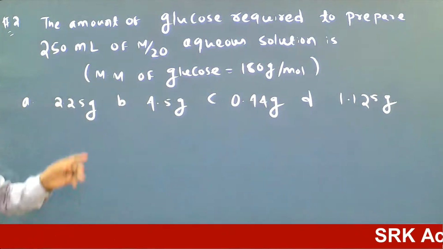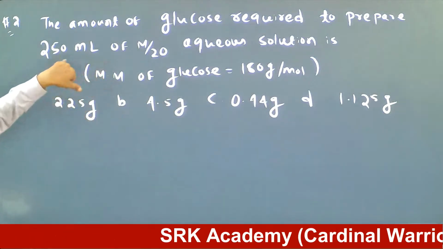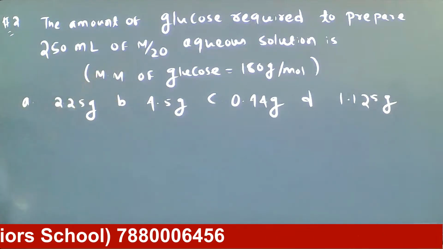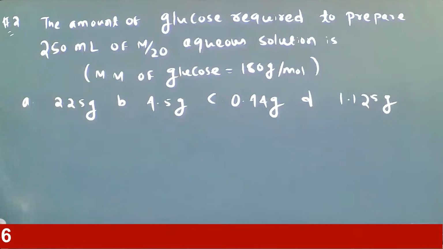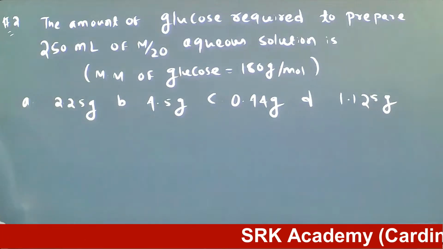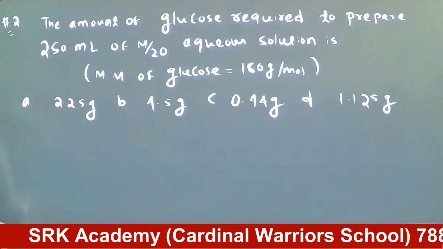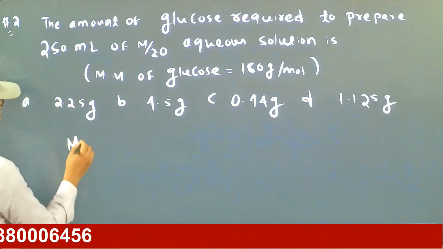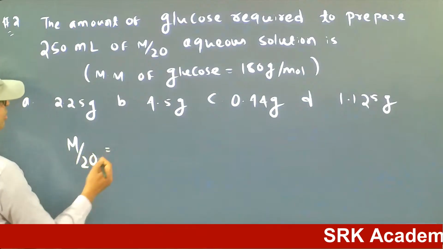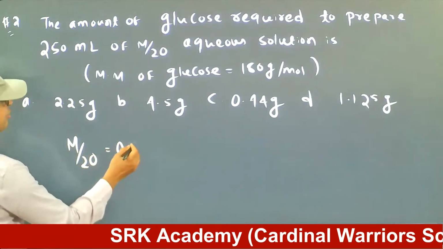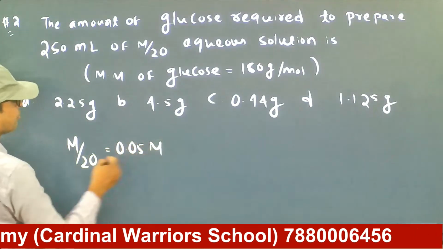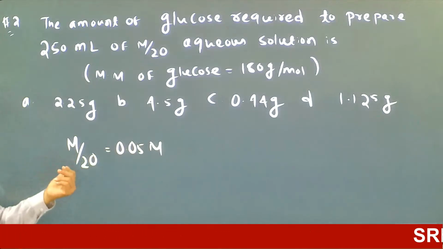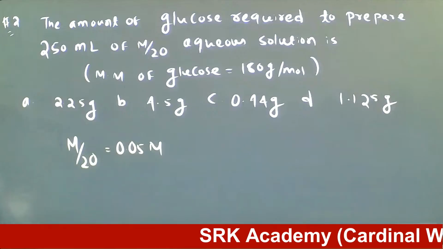Let's calculate. It is given 250 ml of M/20 aqueous solution. So what do you mean by M/20? Capital M stands for molarity. So M/20 means 1 upon 20, that is 0.05 M. 1 upon 2 means 0.5, 1 upon 20 means 0.05 M.